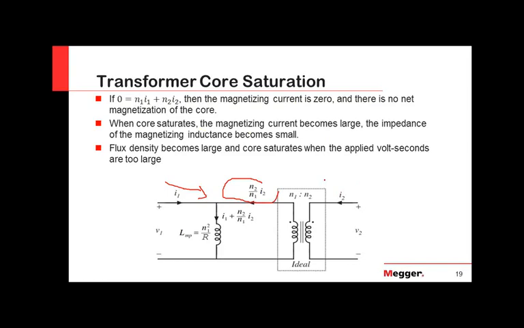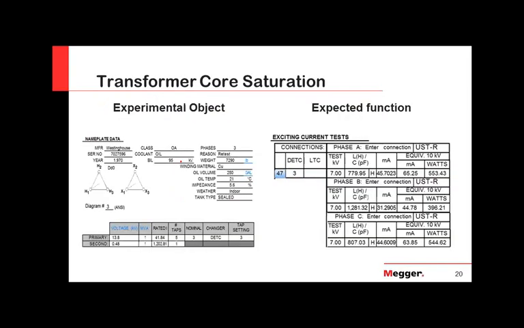Now is when we start getting excited about what is happening with the flux density, because the flux density now becomes large, and the core saturates. And we need to look at the voltage magnitude and the frequency, because really the applied volt-seconds are becoming too large. So we're going to do a little bit of transformer core saturation experimental work.